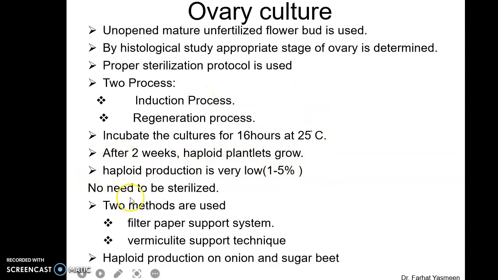In some cases there is no need for sterilization. Two methods are used. First is the filter paper support system. Second is the vermiculite support technique. Haploid production of onion and sugar beet has been done through ovary culture.